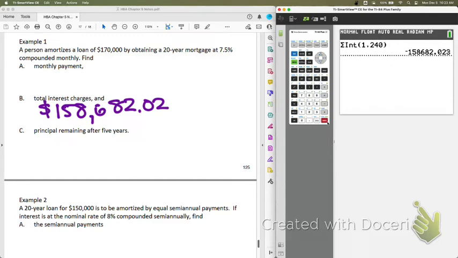So the other formulas we need to learn how to do is the principal. How much principal is remaining? What's that? Do we all feel poor right now? We're never going to own houses.